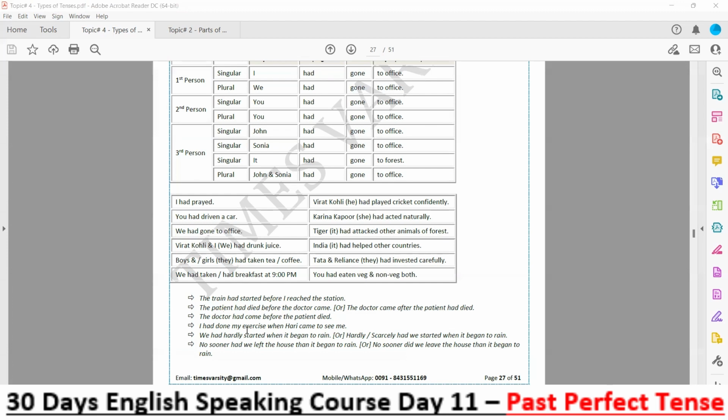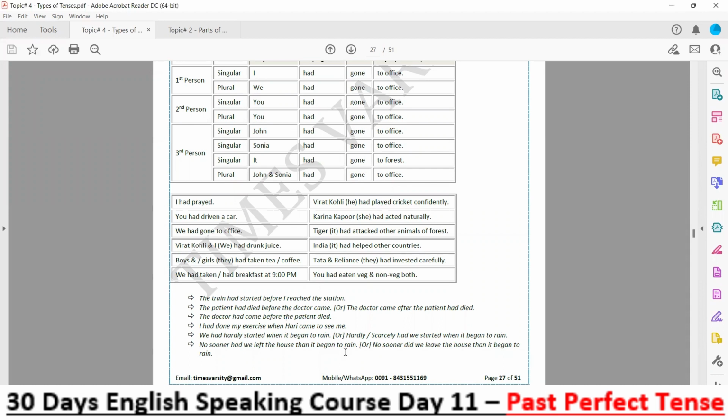The doctor had came before the patient died. It is the doctor had come here, not came. You see the spelling. Sir, the doctor had come before the patient died. डॉक्टर आए थे पेशेंट के मरने से पहले. Yes. So this is past perfect, and then the patient died is the past indefinite, right?